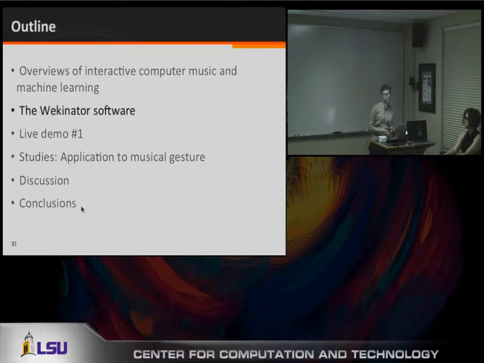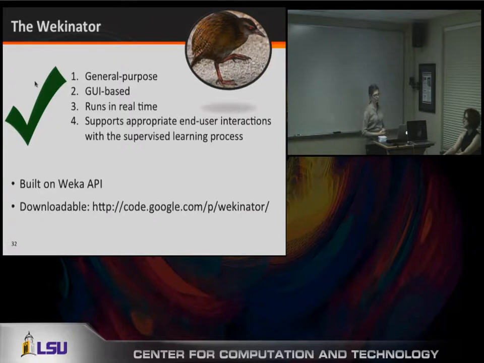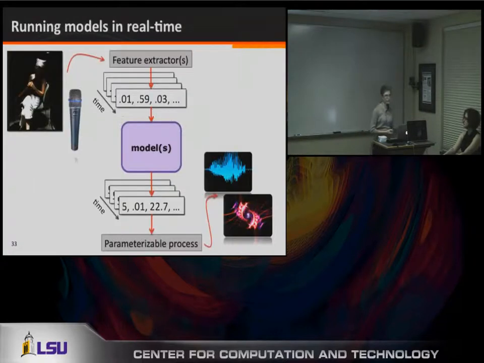All right, so now I'm going to do a demo of the software that I've built. I'll give you a short overview of it, and then Meg and I will show you some musical examples. The software that I've built is called the Wekinator, and it meets these 4 criteria that I laid out earlier. It's built on the Weka API, which is how it got its name, and you can download it at Google Code. It's free and mostly cross-platform. So check it out. There's some mailing lists also if you're interested in getting started with it.